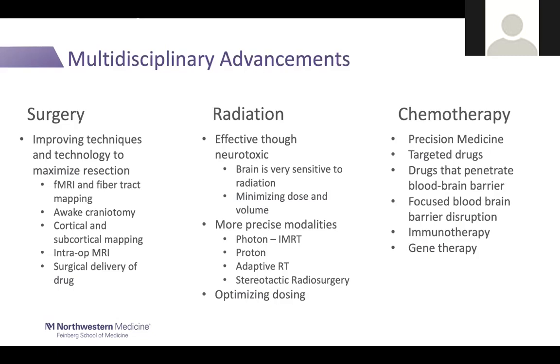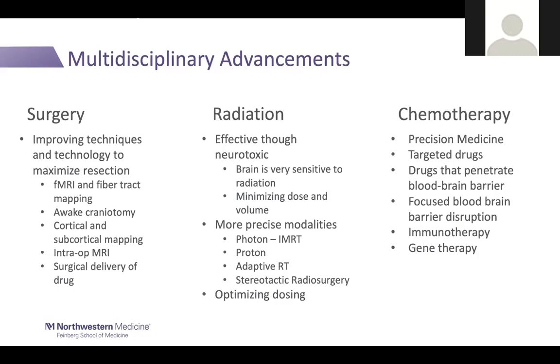And then chemotherapy. So this is where there's a lot of room for active improvement. Is precision medicine. Can we target molecular features in drugs with targeted therapies? How do we get drugs to penetrate the blood-brain barrier better? Do we design drugs to be smaller and more likely to get in? Do we actually disrupt the blood-brain barrier by using ultrasound? Do we use drugs to open up the blood-brain barrier?